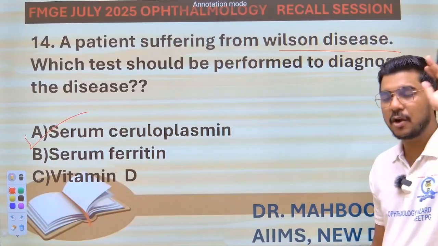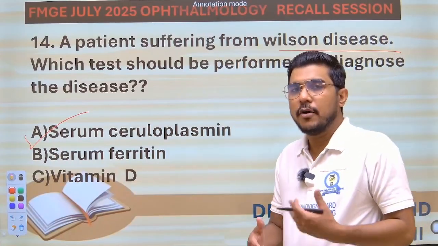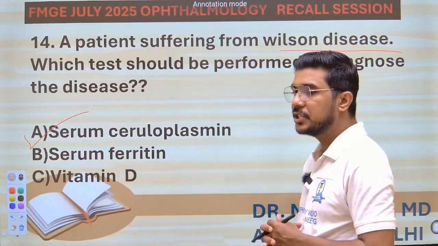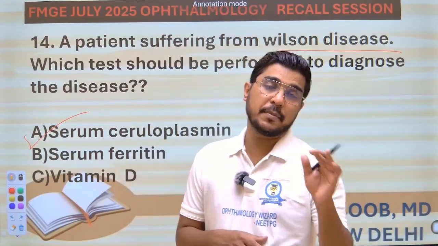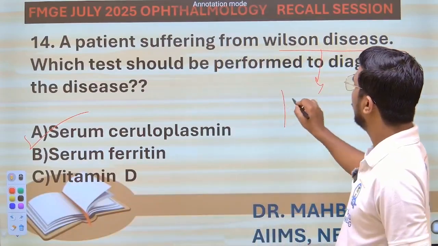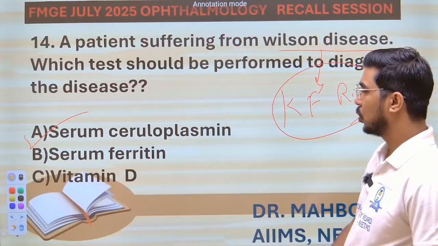No one should get it wrong, because you have to remember serum ceruloplasmin will give you a parameter of whether the patient is having Wilson's or not. In Wilson's disease, the Kayser-Fleischer ring, KF ring, is the most important ocular finding that you have to remember. Okay, so in Wilson disease, what you see is the KF ring.